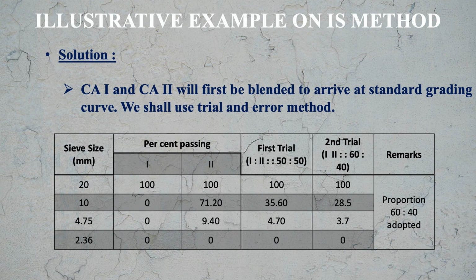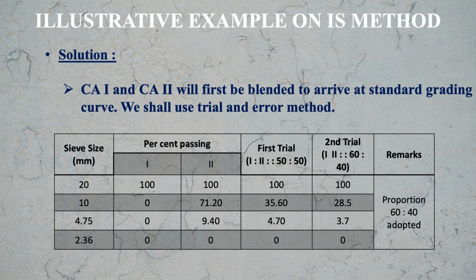So here, based on this result, we will adopt proportion 2, meaning trial 2, in which the proportion is that type 1 is 60% and type 2 is 40%. This we will adopt.